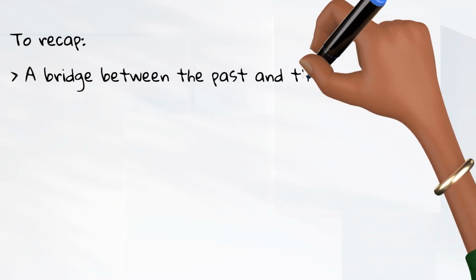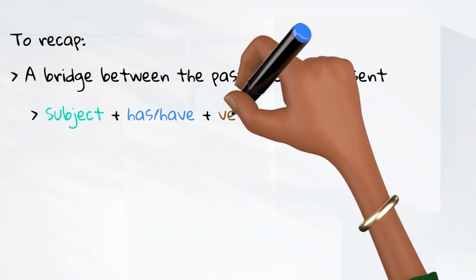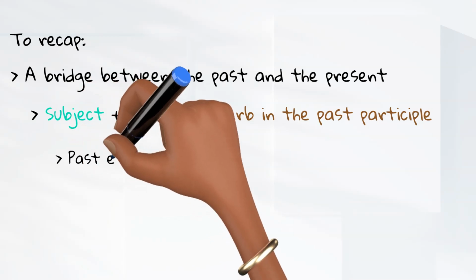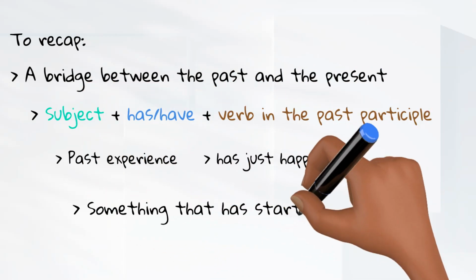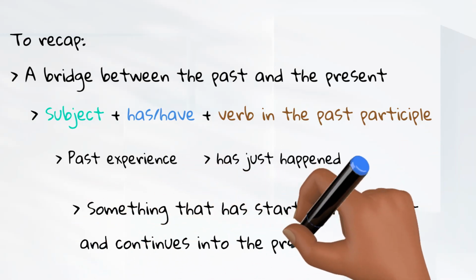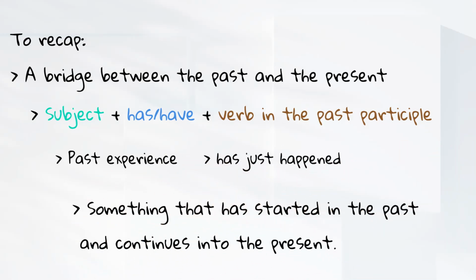Remember, the present perfect is a bridge between the past and the present. You need your subject, has, have, and the verb in the past participle. And we use it to talk about past experiences, something that has just happened, or something that has started in the past and continues into the present. There you go. There are useful PDFs in the description below.